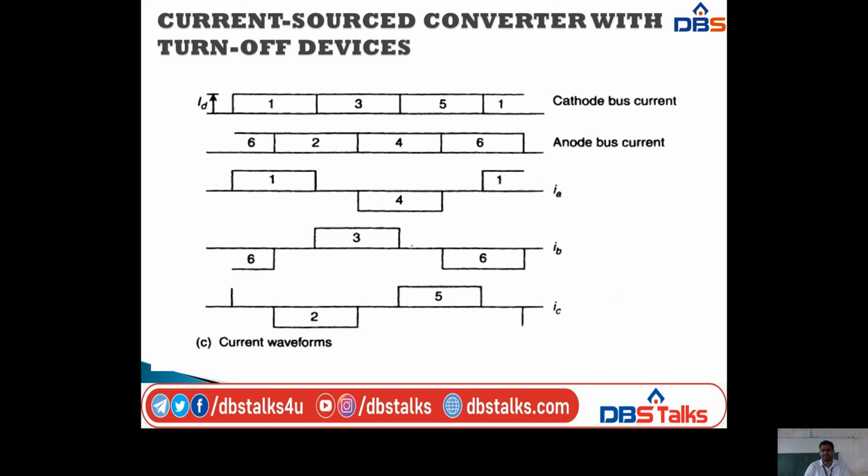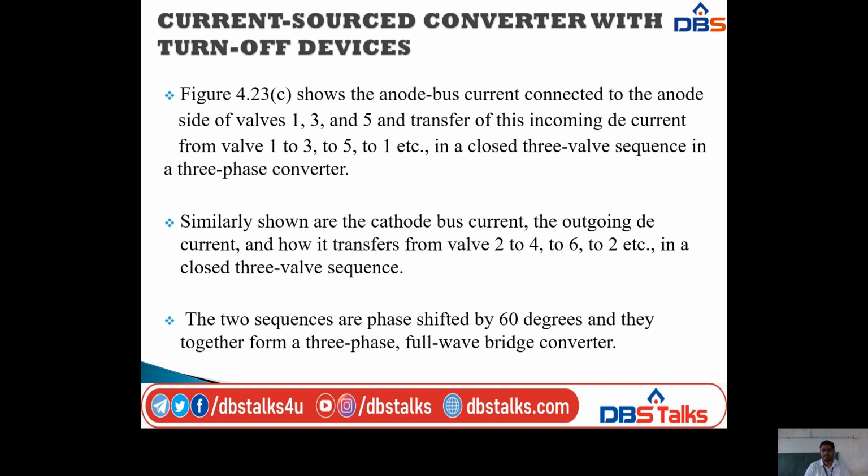So next, I will show another diagram. It shows the anode bus current connected to the anode valves, that is 1, 3, and 5, and the transfer of this incoming DC current from 1 to 3 and 5 to 1, etc., in a closed 3 valve sequence in a 3-phase converter. Similarly shown is the cathode bus current, that is the even numbers, 2, 4, 6.